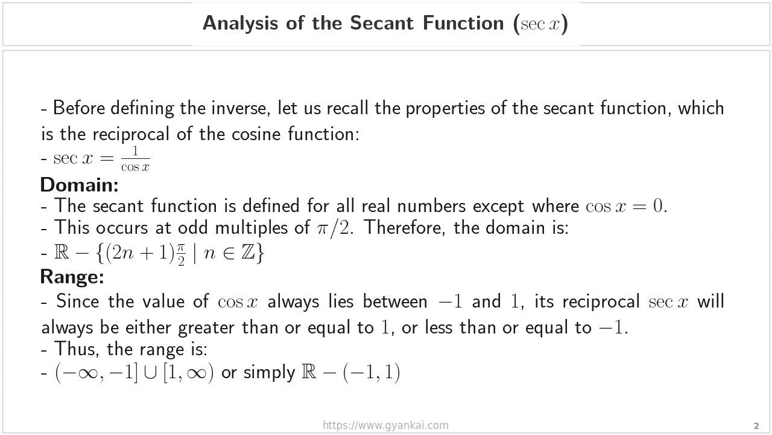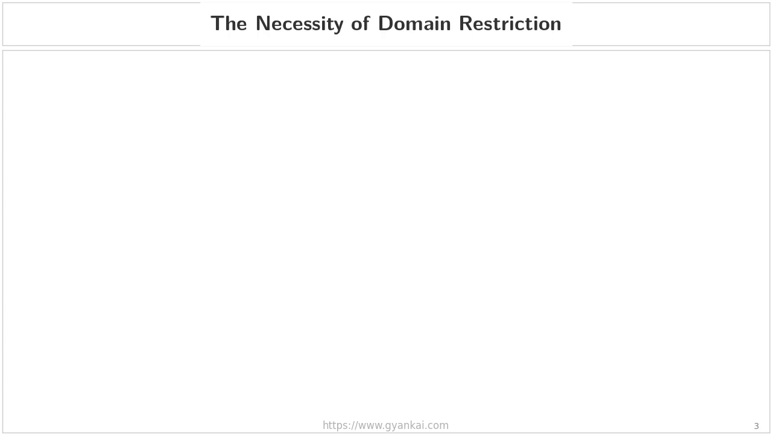Understanding these specific properties of the domain and range is essential, because as we will see in the next slide, the periodic nature of the secant function prevents us from inverting it without first applying some restrictions. The necessity of domain restriction.